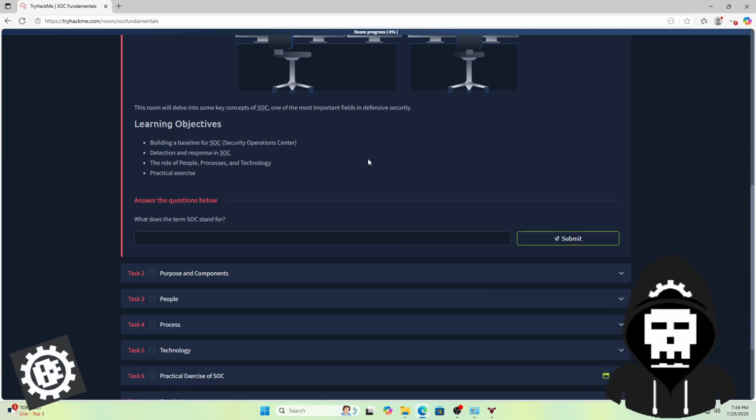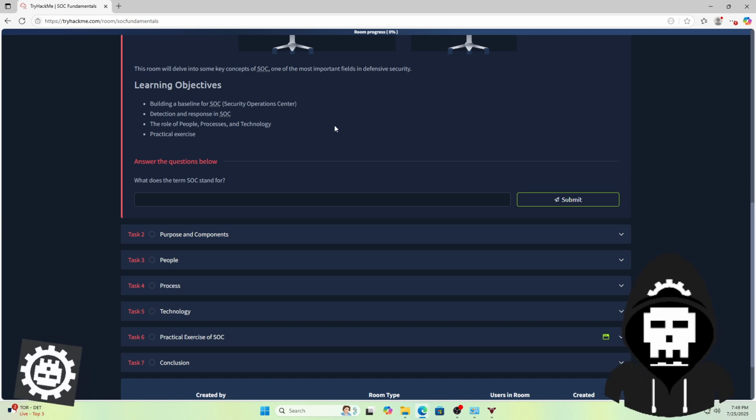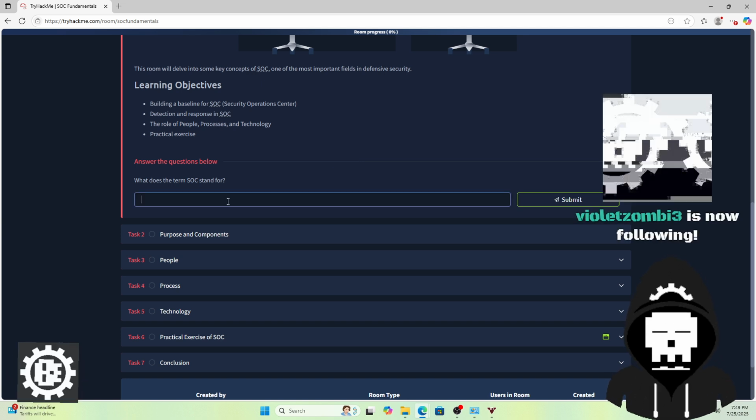So our learning objectives today: building a baseline for SOC, detections and response in SOC, the roles of people, processes, and technology, and some practical exercises. So what does the term SOC stand for?